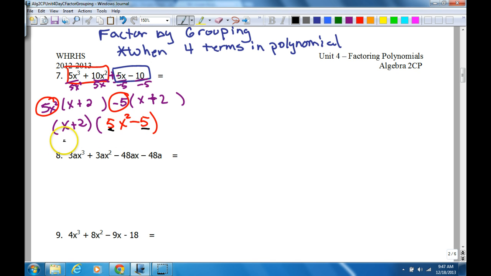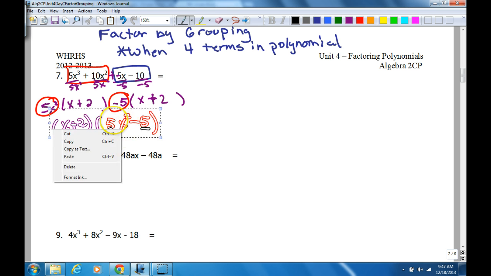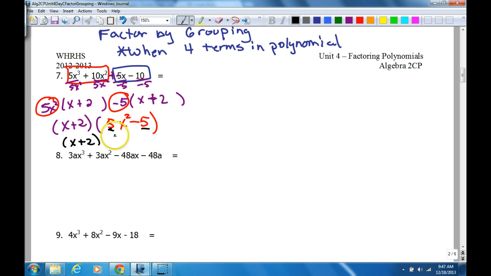So make sure once you get it down to this point that you're checking to see if there's not anything else you can do. So if I take out a 5 out of this, I'll have x squared minus 1, and then I'll have the 5 on the outside. Actually we can even take it further, but today, because we're just looking at grouping, I'm not going to do that one right there. We're going to learn about that later in the week, but for now, this is as far as I want you to go. Okay?